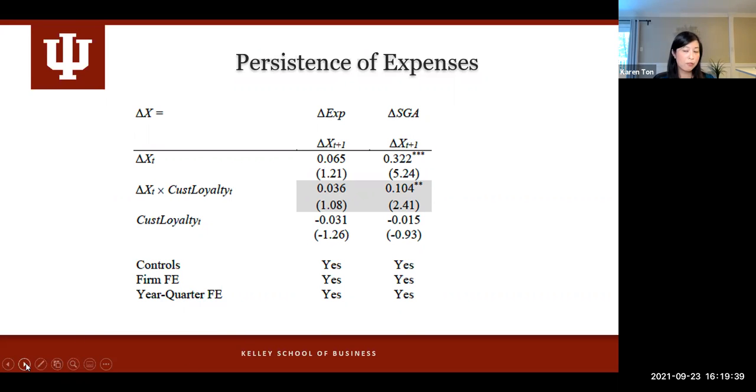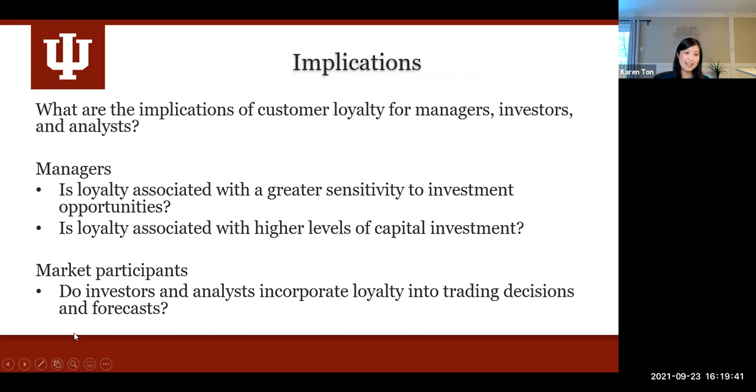So that was the first research question we had set out to answer. The second research question we wanted to address was, now that we know there's this relationship between customer behavior and revenue and earnings persistence, what does this mean for stakeholders, right? How do managers use this information? How do investors use this information? And what do analysts do with this information?